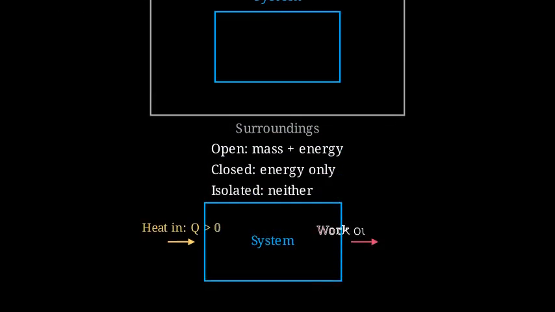Heat flows because of temperature difference. Work is organized energy transfer, like pushing a piston. We use the sign convention. Heat into the system is positive, and work done by the system is positive.